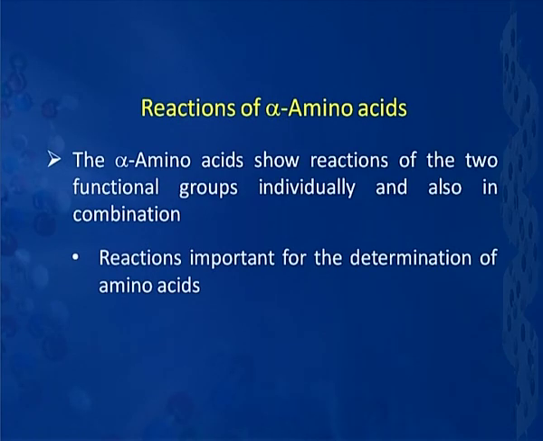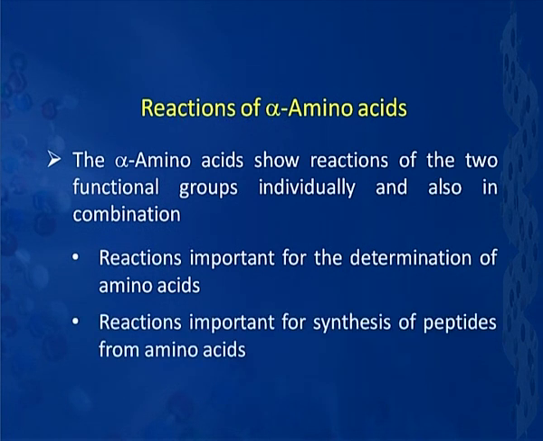There are a number of reactions possible there, and what we will do is try to talk about only the important reactions of alpha amino acids, and here again I will talk about two categories of reactions. The first category is the ones which are important for determination of alpha amino acids, and second are the ones which are important for synthesizing peptides, which we will be taking up in the next session. Okay. Now, let us continue with reactions which are important for determination of alpha amino acids.